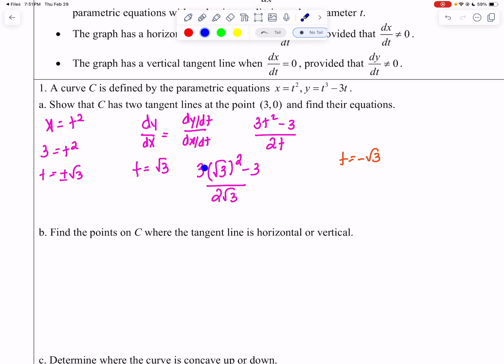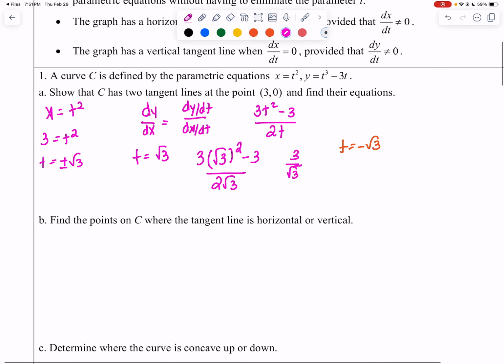3 times 3 is 9. 9 minus 3 is 6. 6 divided by 2 is going to be 3. So I have 3 over root 3. Keep it like that if you want to. That's fine by me. And then to find the tangent line, what you're going to do is, of course, do y minus 0, and then your slope of 3 over root 3, times x minus 3. That's going to be your first tangent line.